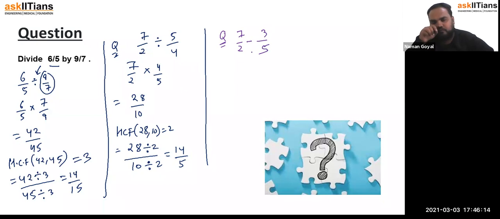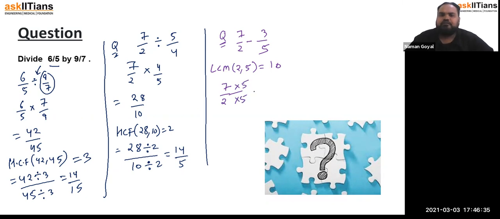So what we have to do, we have to take the LCM of 2 and 5. So LCM of 2 and 5 is nothing but 10, right? So to make this 10, we have to multiply the numerator and denominator by 5. Multiplied by 5, multiplied by 5, minus 3 by 5 into 2.